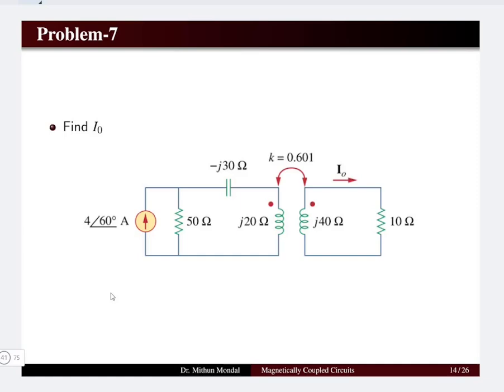Next problem, where we need to determine the current I0, which is flowing in the 10 ohm resistor, and the coefficient of coupling is given to us from the primary to secondary inductor, so we can find the mutual inductance. However, in this problem, it is not given what is the frequency of the system. So we have to apply some tricks to find out what is the frequency of the system.